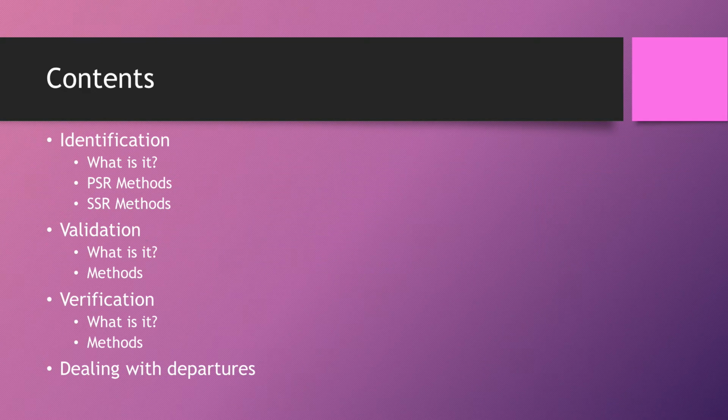So in this video today, we're going to look at identification. We're going to focus on what it actually is, the primary surveillance radar methods of identifying, and the secondary surveillance radar methods. If you're not sure on what PSR and SSR are, watch our previous video. We're then going to go into validation, what it is and its methods, the same with verification, and then we'll apply all that practically by looking at dealing with departures.